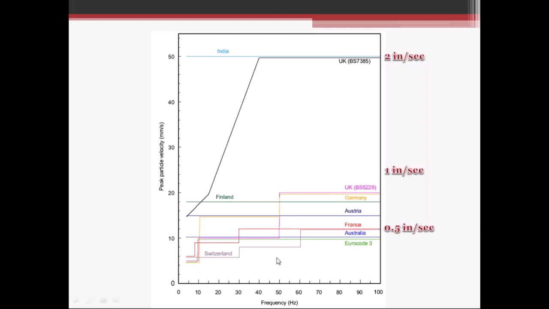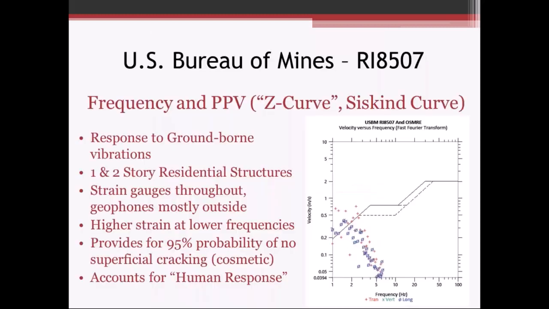Something I want to point out: the stair-step that we're used to seeing, that's the RI 8507, the U.S. Bureau of Mines. The frequency and peak particle velocity scale on that standard is in logarithmic form, both on the X and Y axis. This one is just straight linear. But regardless, we still see that stair-step characteristic shape. And basically that's implying that safe peak particle velocities are a function of frequency.